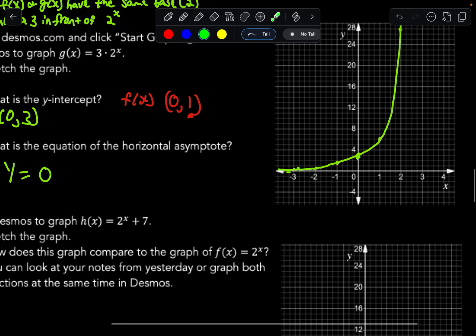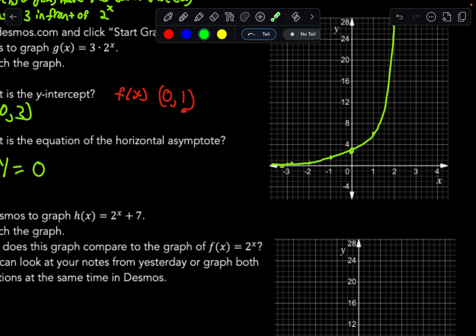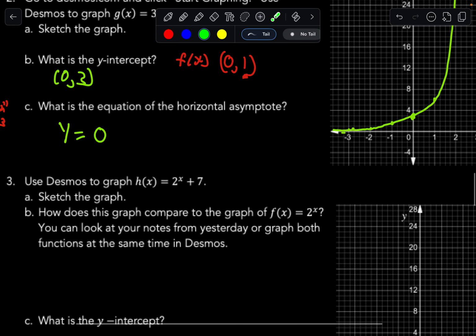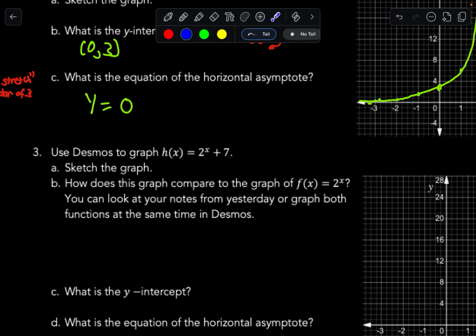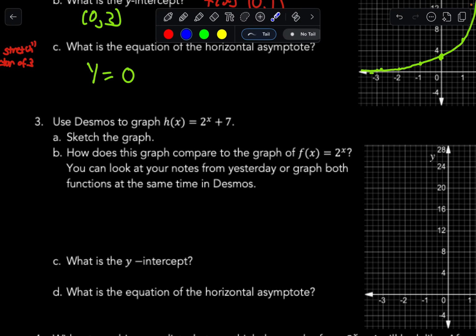The horizontal asymptote is still y equals 0 because as we go out to negative infinity, this graph keeps getting closer and closer to 0. It's just that it grows 3 times faster because we're multiplying each output by 3. Okay, so now they ask us to use Desmos to graph h of x equals 2 to the x with a plus 7 on the outside.